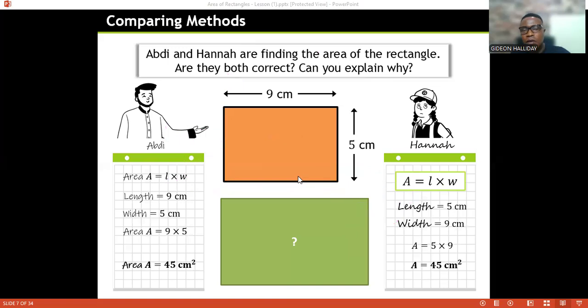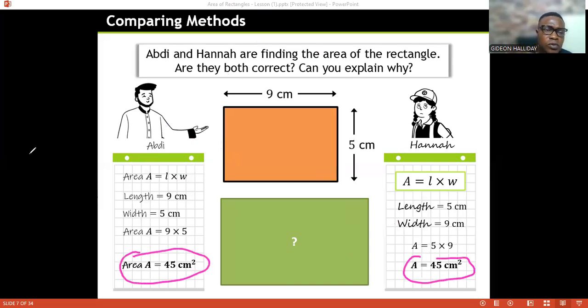All right, here's the problem. Let's solve this. Abdai and Hannah are finding the area of the rectangle. Are they both correct? So let's see. Abdai says area equals length times width. He chooses the length to be 9 and the width to be 5, and the area is 9 times 5. And then Hannah says length times width also, but Hannah chooses the length to be 5 and the width to be 9. But they get the same answer, right?